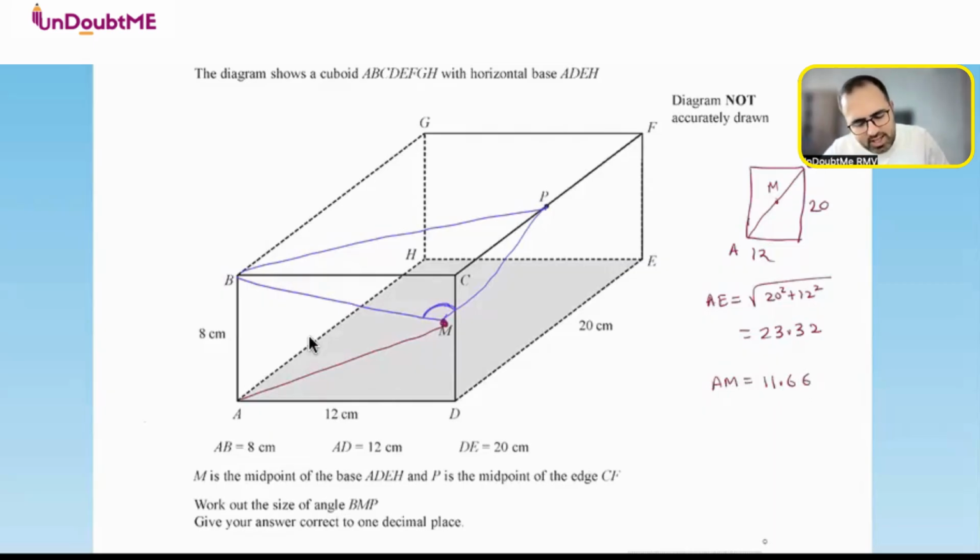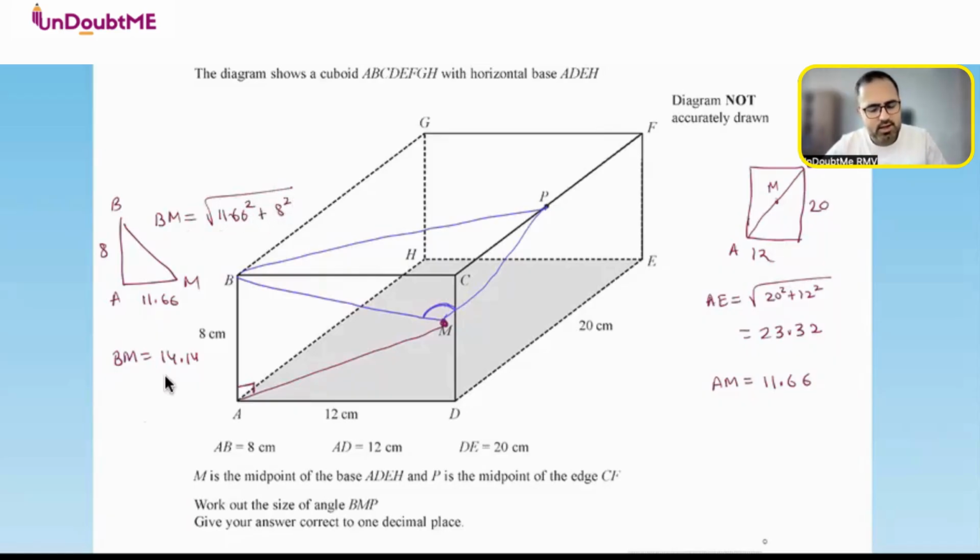Okay. Now with AM, look at the triangle ABM. AB is 8. AM we have just found, and we can find BM using Pythagoras theorem. So 11.66 square plus 8 square, and then square root of that will give me BM, and BM will be 14.14. Okay, for BM, you can show the working like this. BM will be 11.66 square plus 8 square, and that will give you 14.14. Now we have got BM.